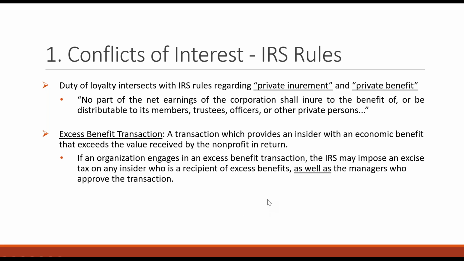It's a little technical, but this is an important concept because the IRS could potentially impose excise taxes on any insider who receives or approves excess benefits, as well as the managers and directors who approve the transaction. So if you're sitting on a board and you end up approving a transaction or a compensation deal that over benefits another board member or an officer or someone else related to the organization, there could potentially be some personal liability there for approving that kind of excess benefit transaction.